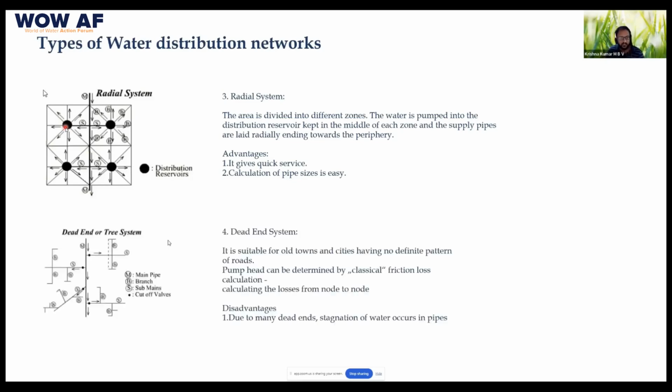So then comes finally your dead end or tree system. I think this is self-explained. It is suitable for old town cities where you don't have proper planning, and here the pump head can be determined by classical frictional losses only. And the major disadvantage for this particular type of network is that, due to the dead ends, stagnation of water occurs in pipes basically.